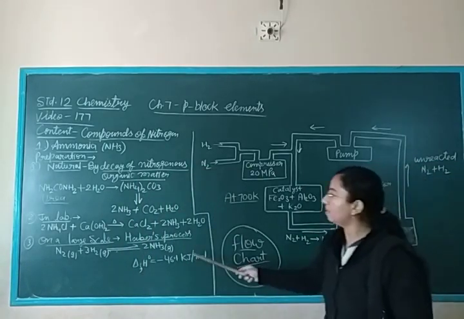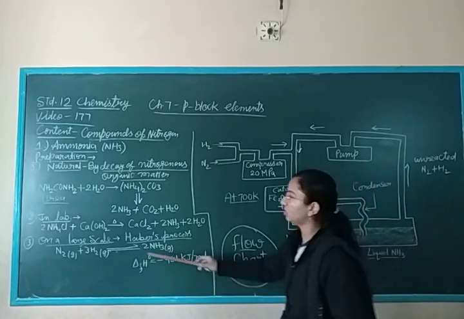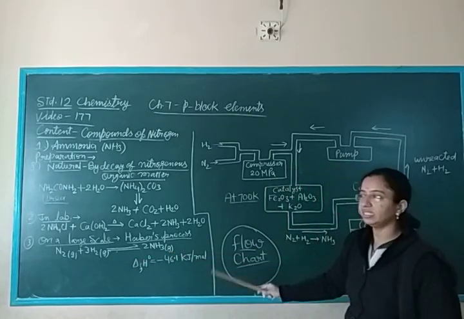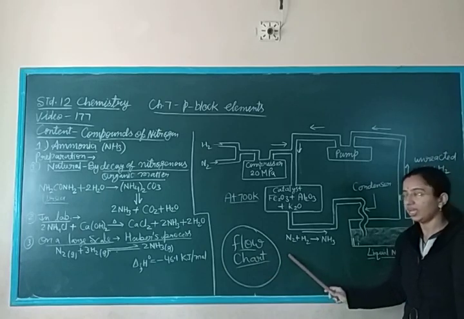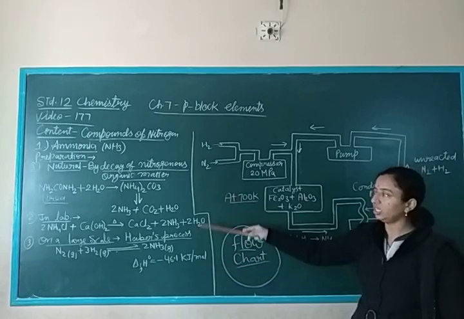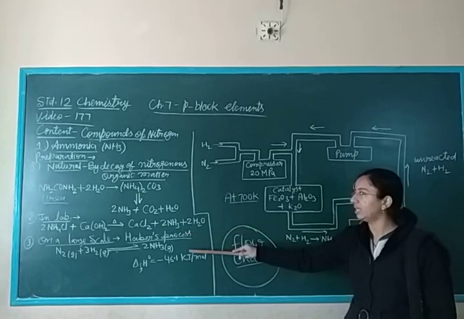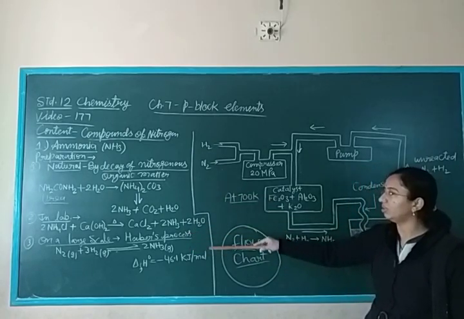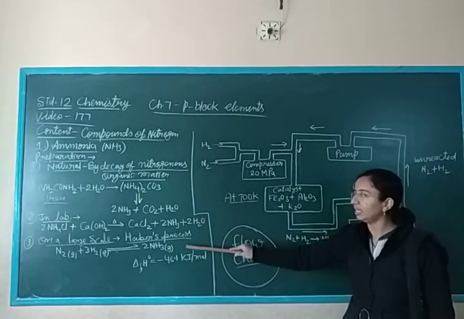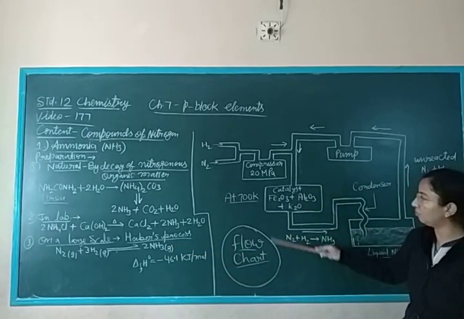On a large scale we have to use the Haber process, the direct combination of nitrogen and hydrogen forming ammonia gas, although this reaction is exothermic. There are commonly three methods: natural, laboratory and industrial. In industry, on a large scale, we use the Haber process. So this is the flow chart.